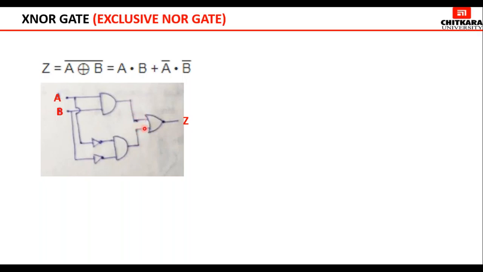And then I need to combine them with the help of an OR gate, only then will I get a plus sign. So I've combined it with the help of an OR gate. So the output is A direct sum B whole complement, right?